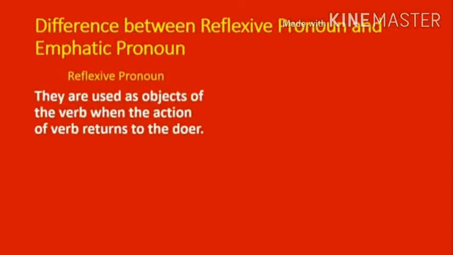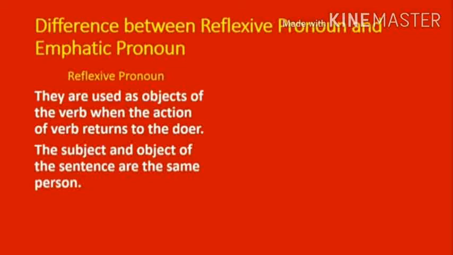First, we shall see reflexive pronouns. They are used as objects of the verb. So, reflexive pronouns are always used after the verb. When the action of the verb returns to the doer, the subject and the object of the sentence are the same person. For example, I and myself: I hurt myself. Subject and object are the same, the two parts of the same sentence. So this is the way reflexive pronouns are used.